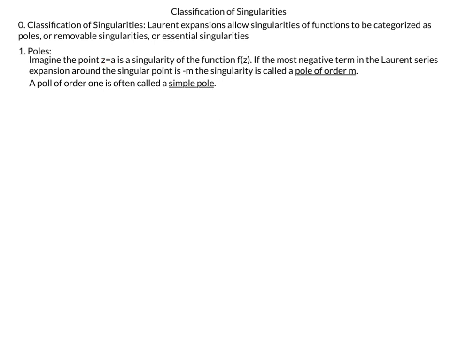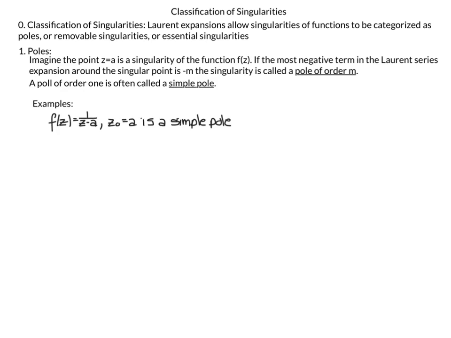If we have a point z equals a that is a singularity of a function f of z, we can classify it according to the order of its pole. If the most negative term in the Laurent series expansion around the singular point is minus m, so you see that we take the Laurent expansion using our singular point, where we center our expansion. If the most negative exponent is minus m, the singularity is called a pole of order m. And a pole of order 1 is often called a simple pole.